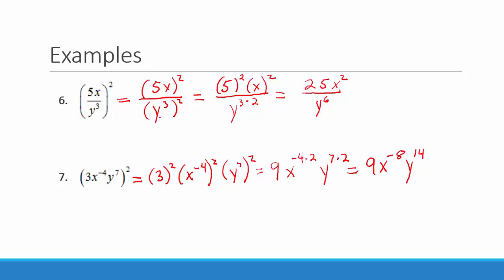We need to make the exponents all have positive values. So in order to change the negative 8 on the x to a positive, we're going to write that in the denominator with a positive exponent. So we get 9y to the 14 over x to the 8th.